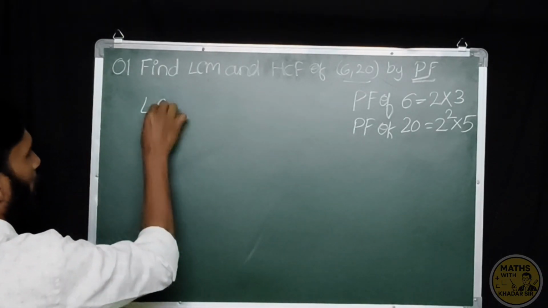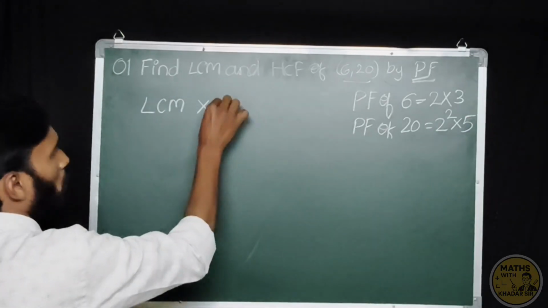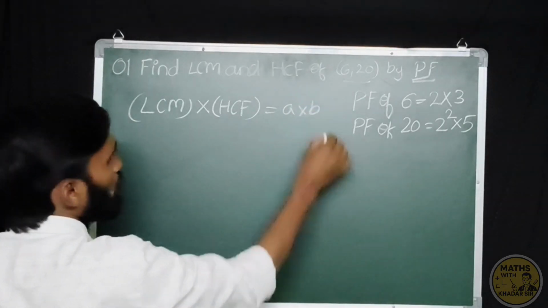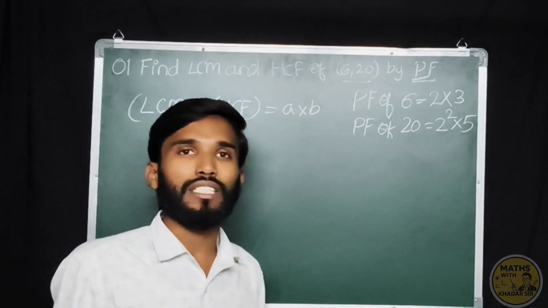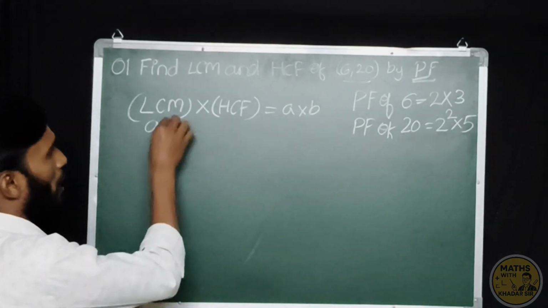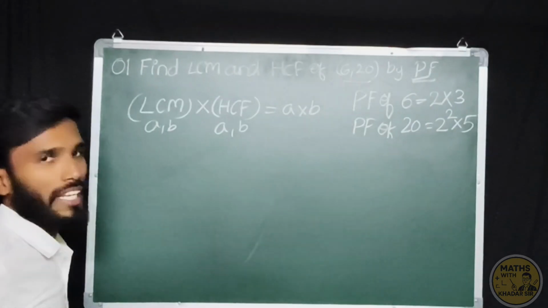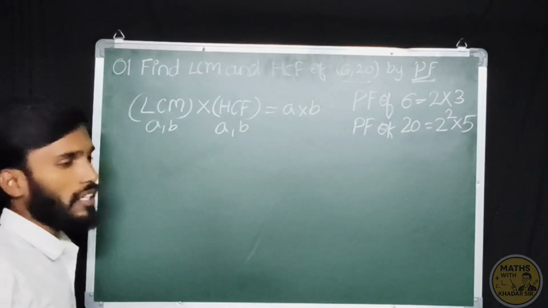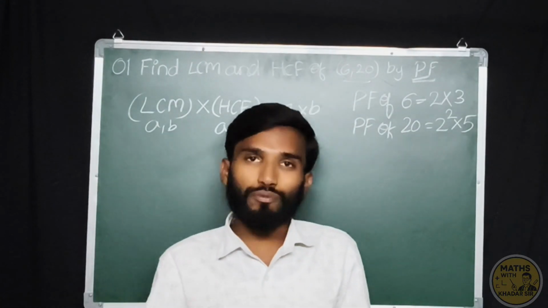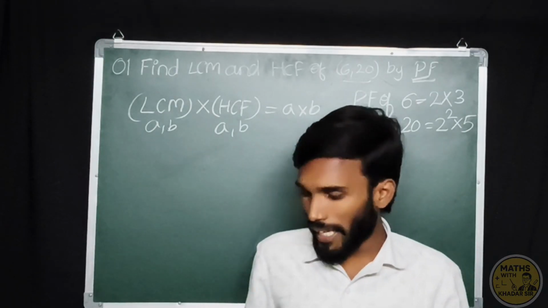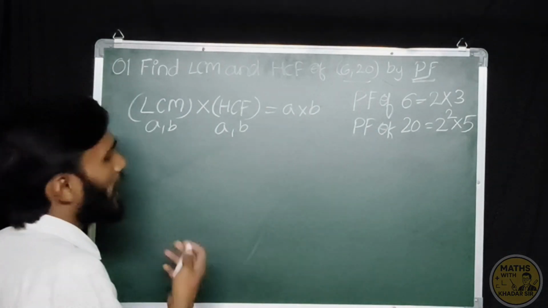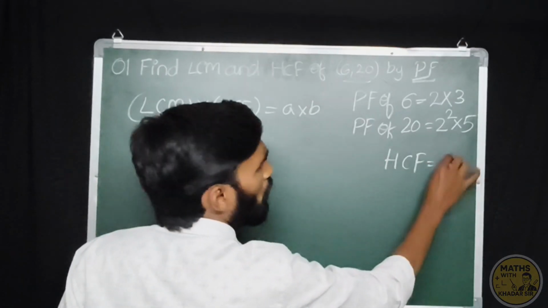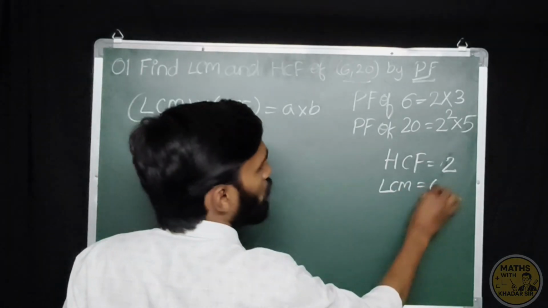Now we learned that LCM into HCF is equal to a into b, where LCM of the given numbers a comma b, and HCF of the given numbers a comma b. Here a comma b means 6 and 20. Now when such problems are given in further classes, they will give the LCM and ask you to find the HCF. For example, in this problem we got HCF is equal to 2 and LCM is equal to 60.